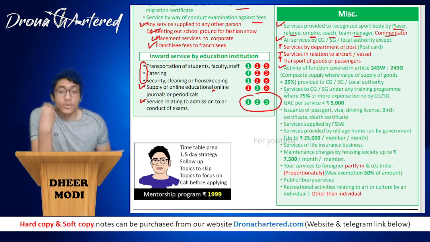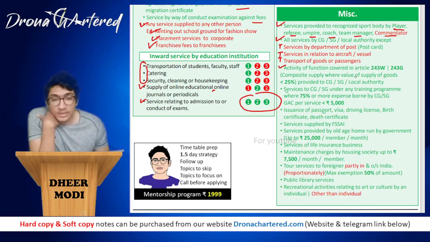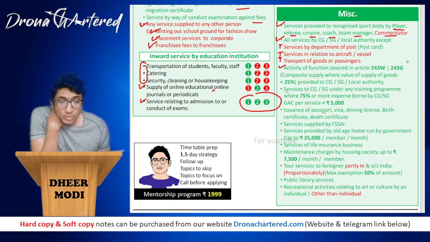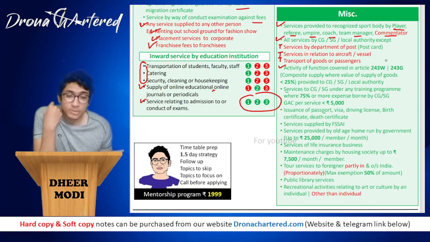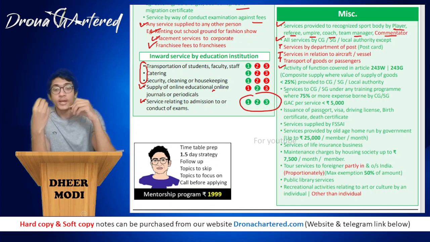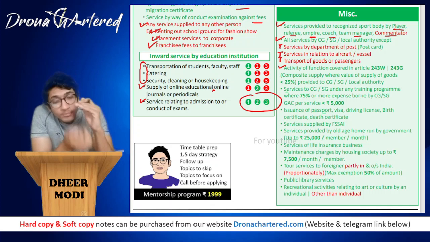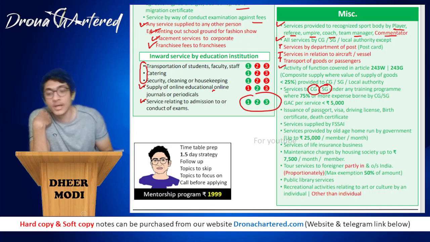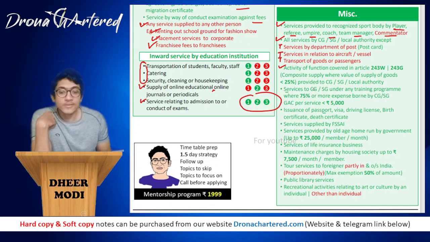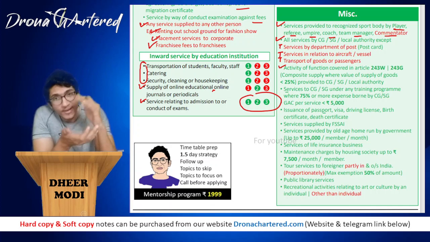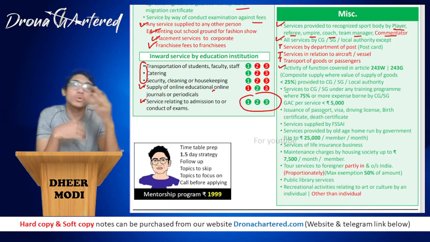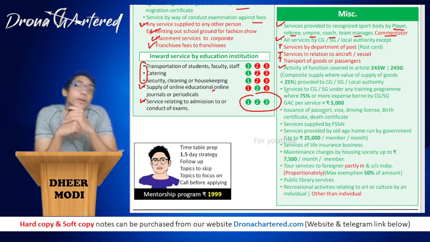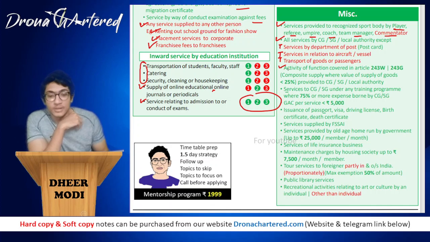So they are saying, for example, if you are providing any such service under section 243W or 243G, where your supply of goods is only up to 25%, and to whom you are providing it is CG or SG. So only and only if you are providing a service to CG or SG where it is a composite supply and your value of goods is up to 25% of the total contract, in such a case it will become exempt, otherwise it will become taxable.